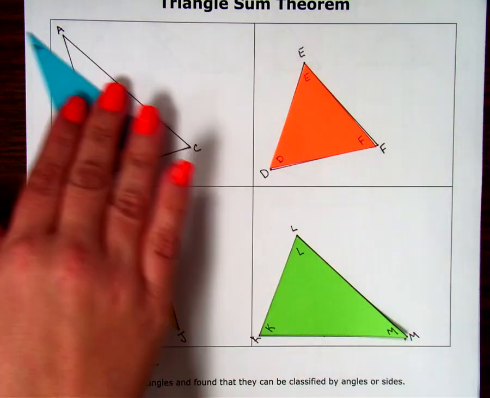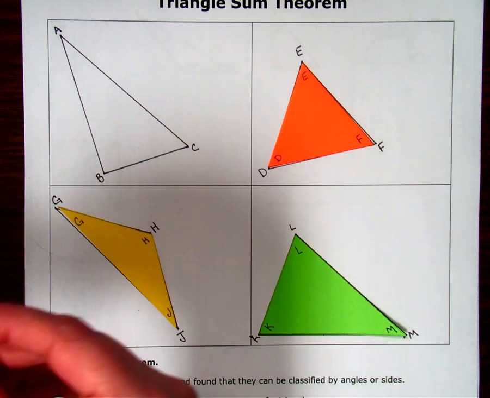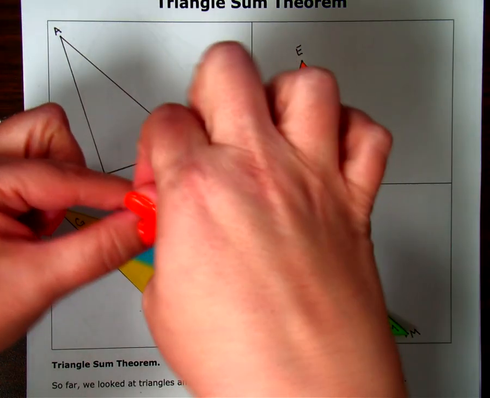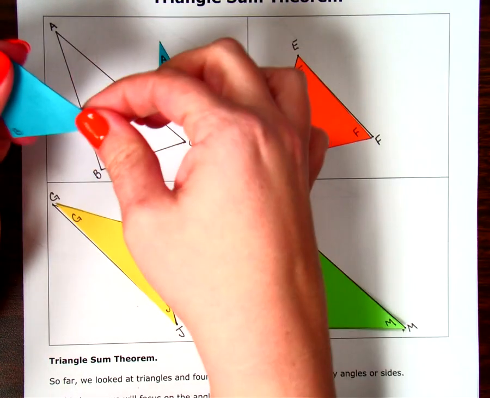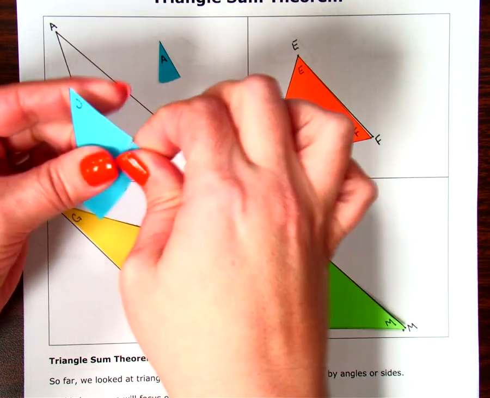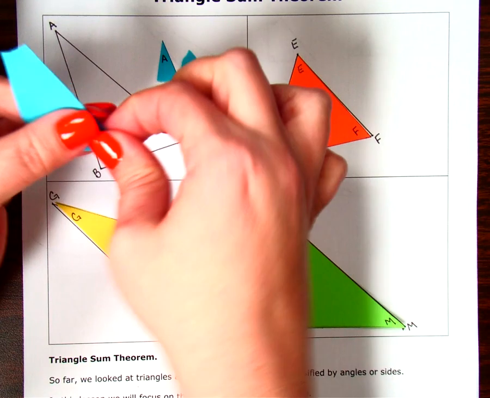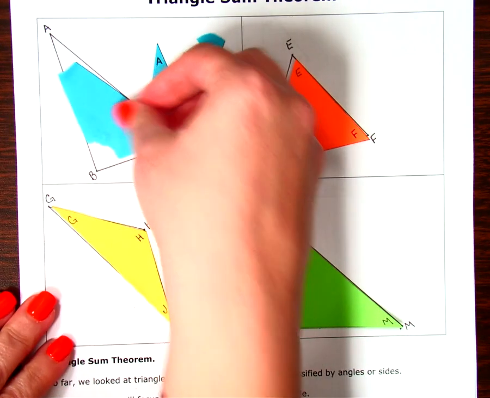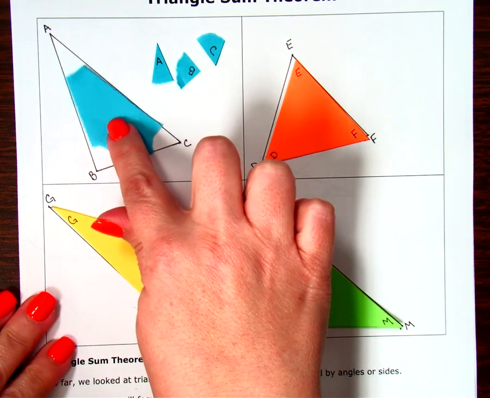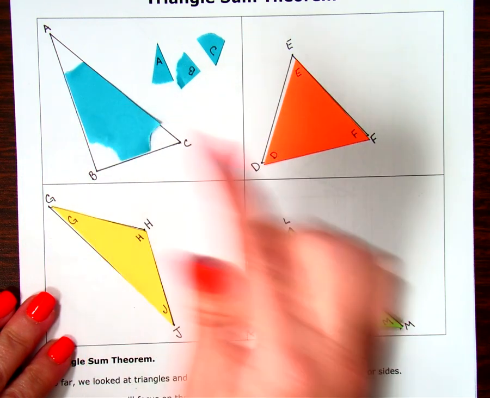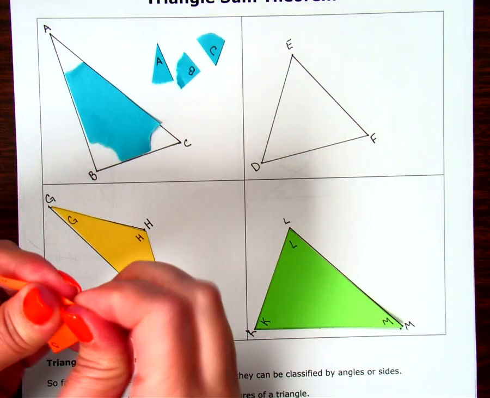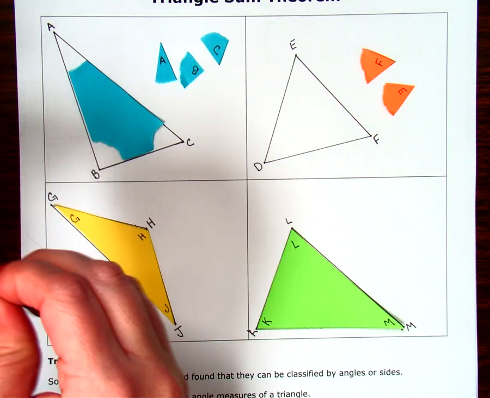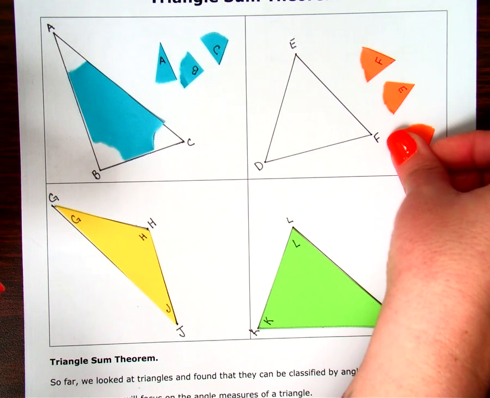So what I'm going to do with each one of my triangles, I'm going to start with this first one with my right scalene triangle, is I am going to tear off the angles. So I'm going to tear off angle A, I'm going to tear off angle B, and I'm going to tear off angle C. Okay, and then I'm just going to set this right back down where it came from. Okay, then I'm going to do the same thing with each one. So I'm just going to tear off my 3 angles from triangle DEF.